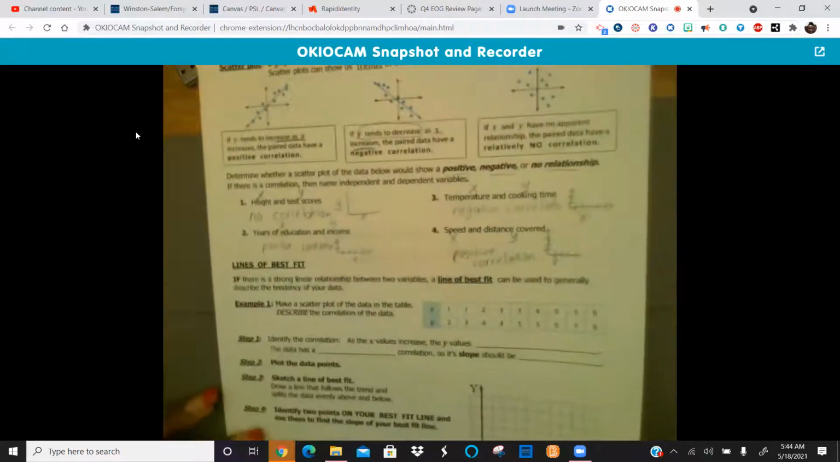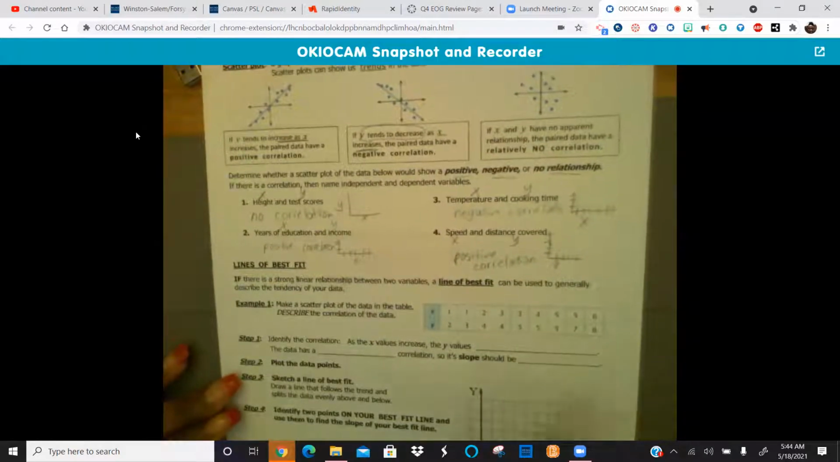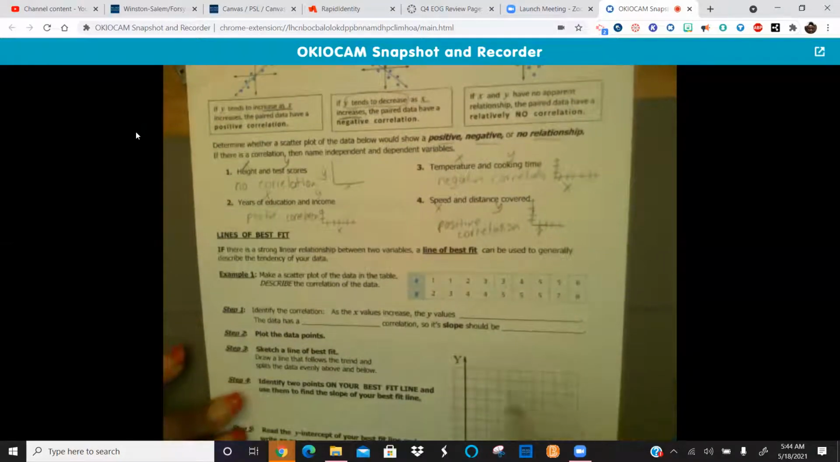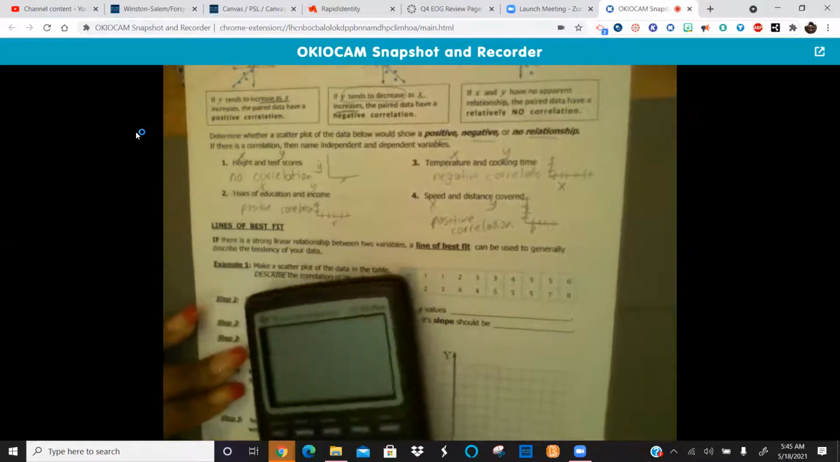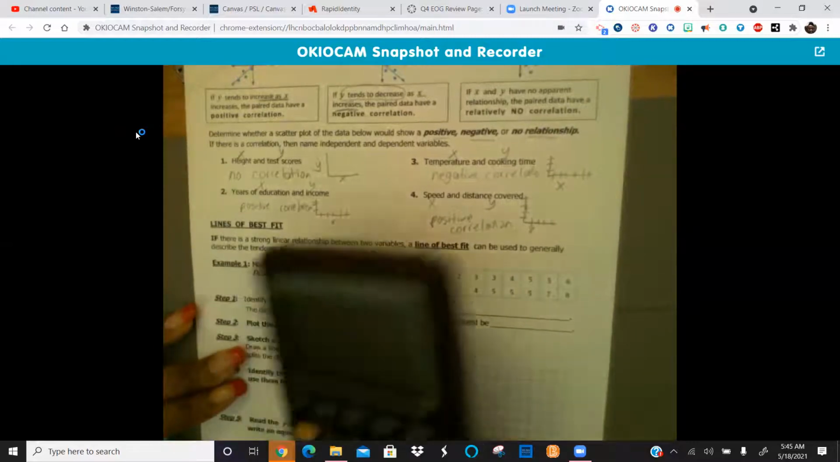Okay. All right. So we're going to do this as an example here. It says make a scatter plot in the table. So we're going to graph these ordered pairs down here. Okay. So let's do that. When we graph them, we got 1 and 2. Actually, we're going to graph these in the calculator. I know how to do that.